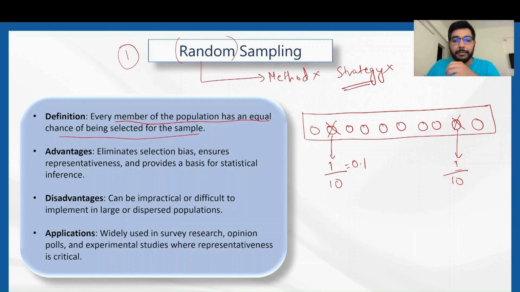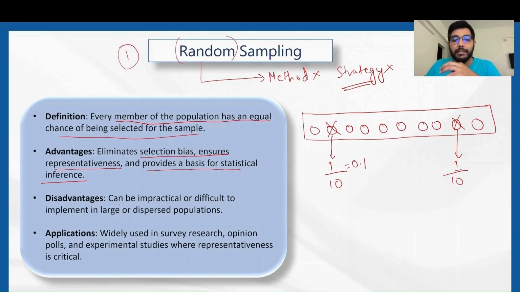Advantages of random sampling are that it eliminates selection bias, ensuring representativeness, and provides a basis for statistical inferencing. As we just saw, it is synonymous with equal representation of each and every element. The probability of any element being picked is equal all across, which is how random sampling eliminates the selection bias and ensures the representativeness of each and every element in the particular population.